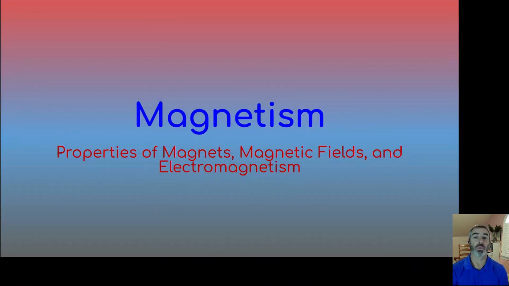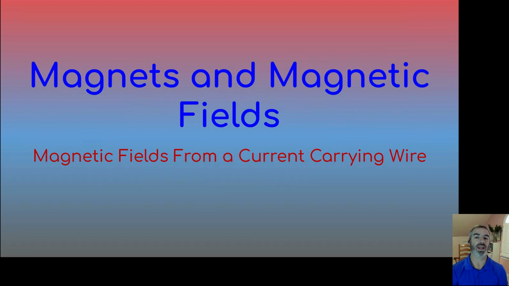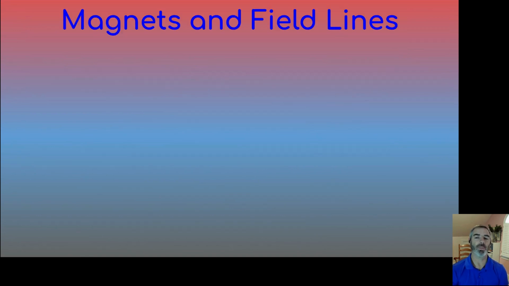In this series of videos, we're going to talk about magnetism, properties of magnets, magnetic fields, and electromagnetism. In this video, we're going to talk about magnets, magnetic fields, and specifically magnetic fields from current carrying wires. So let's talk about magnets and their field lines. Let's start with a simple bar magnet.